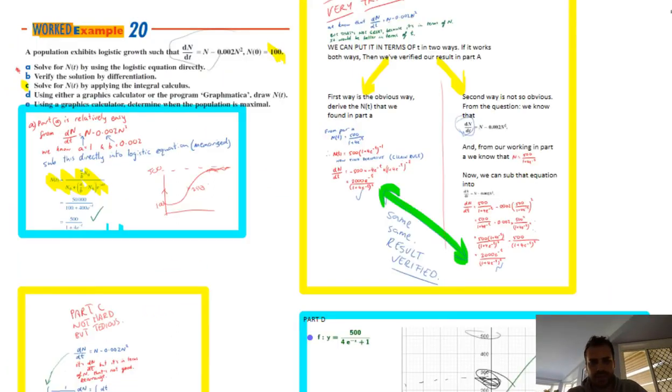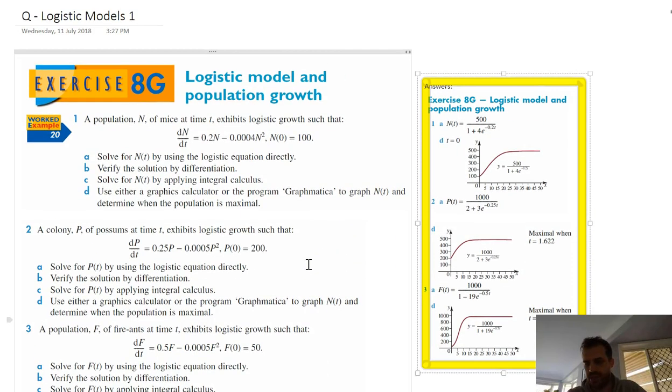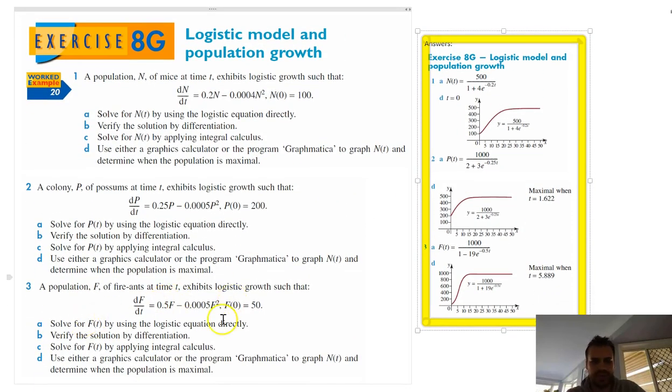Whew, that was a long one, but that is how you do worked example 20. You should be fairly well set up now to be able to do questions 1, 2, and 3 from that textbook exercise.